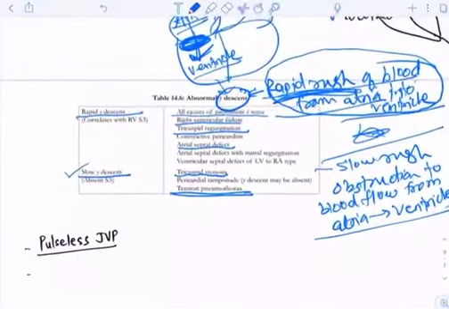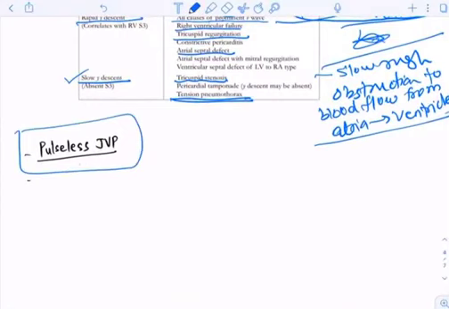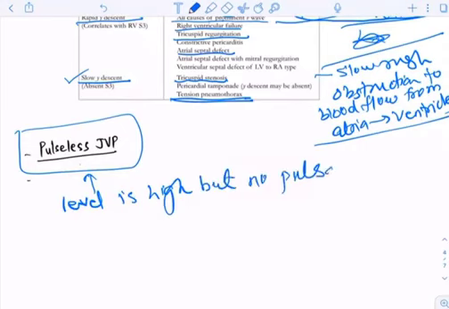Now one of the important questions: what is pulseless JVP? Pulseless JVP means the level is high, but there are no pulsations. Now, as we know, why are there pulsations in the JVP? Because the right atrium is transmitting the impulses to the internal jugular vein.